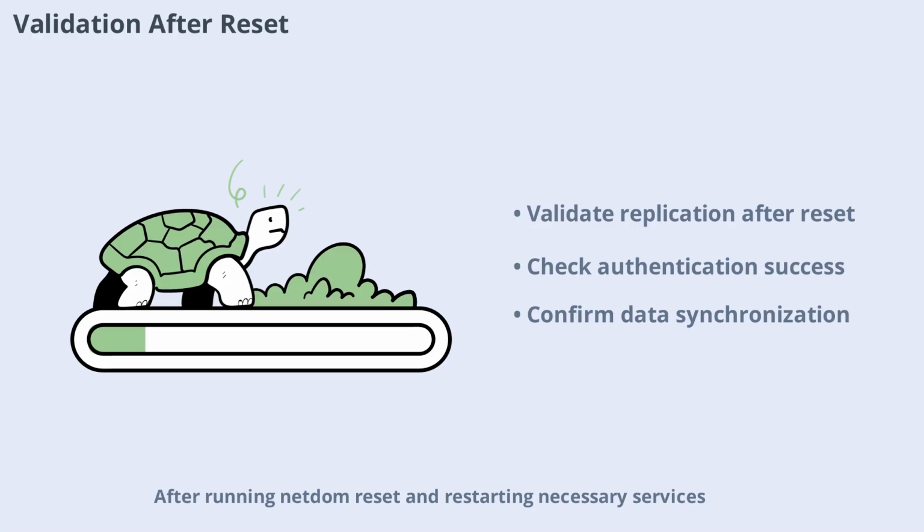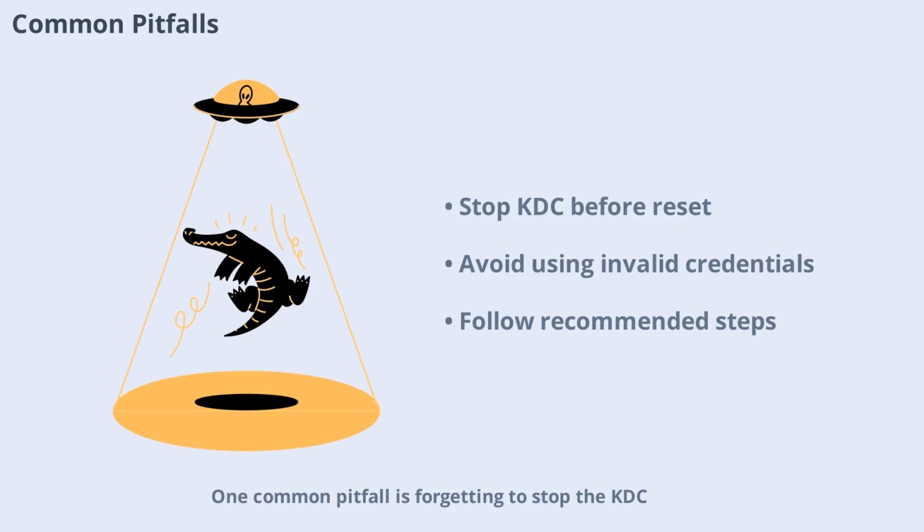After running netdom reset and restarting necessary services, it's important to validate that replication is functioning correctly. Check for successful authentication and data synchronization between domain controllers to confirm the secure channel has been restored. One common pitfall is forgetting to stop the KDC service before running netdom reset on a domain controller. This oversight can result in the controller continuing to use invalid credentials, preventing the fix from taking effect. Always follow the recommended steps to ensure a successful reset.